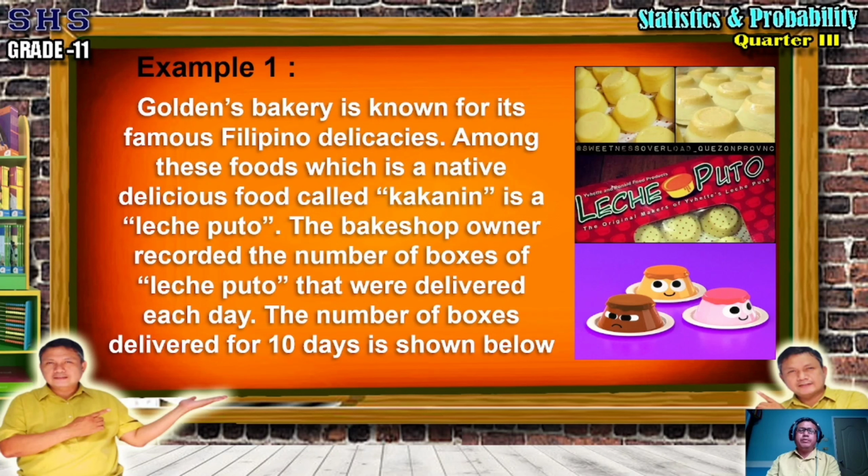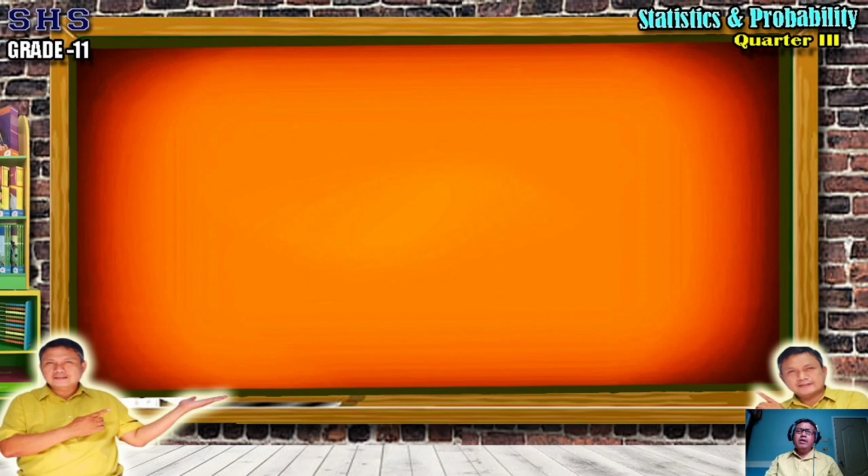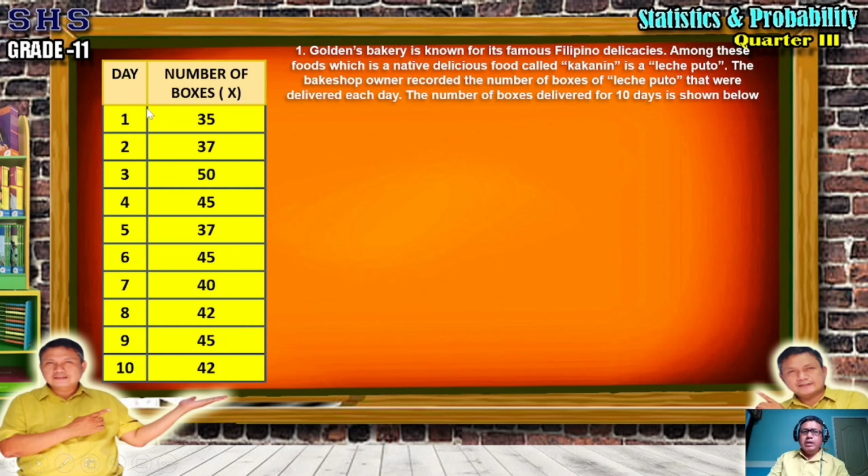Now, meron na siyang provided na table na kung ilang boxes ang na-deliver every day for 10 days. Okay, so ito po yun ha. Okay, ito po yung sinasabing table below. So again, we have day 1 to day 10 at ang number of boxes na i-deliver are as follows. In day 1, we have 35, day 2, 37, day 3, 50, day 4, 45, day 5, 37, day 6, 45, day 7, 40, day 8, 42, day 9, 45, day 10, 42.